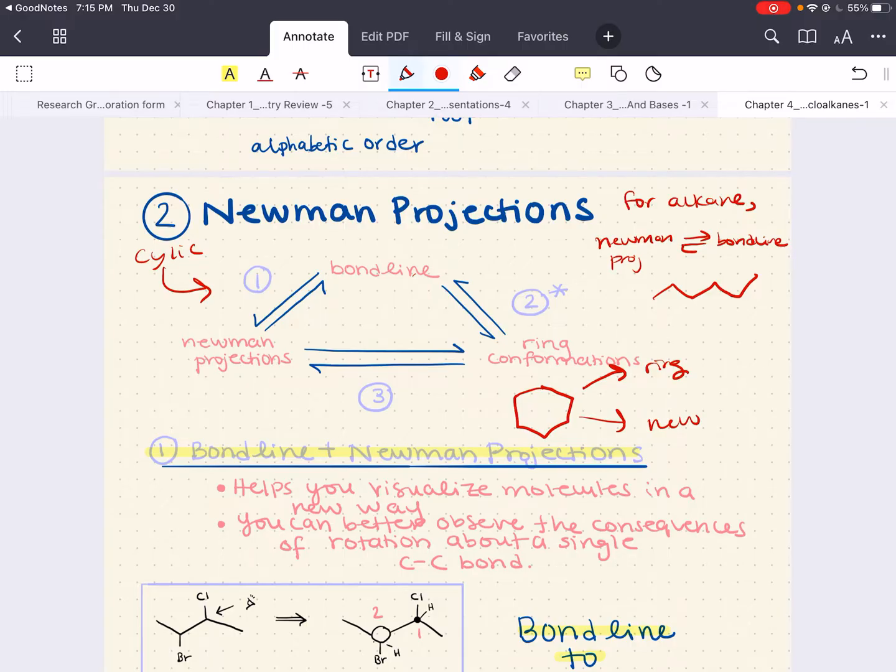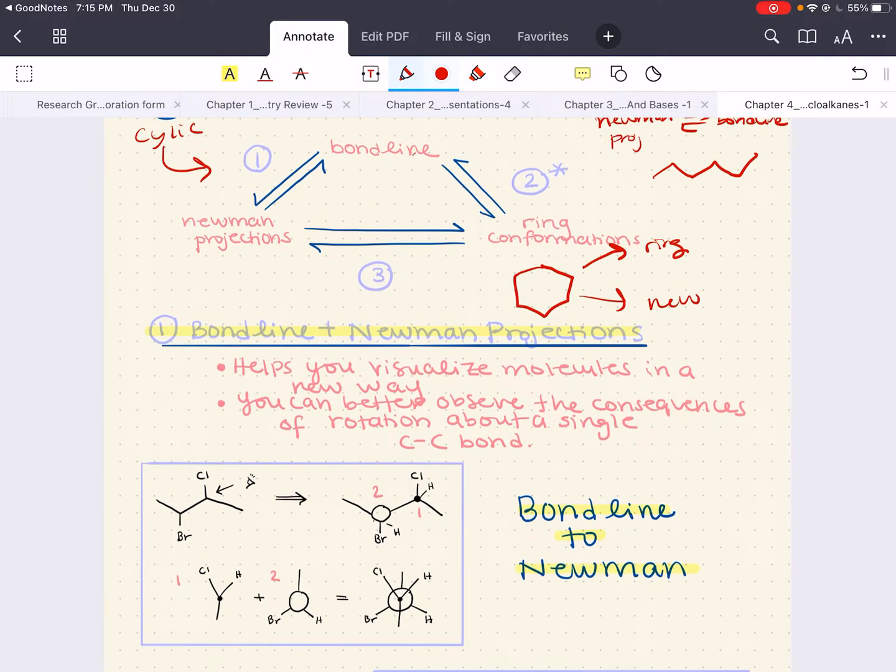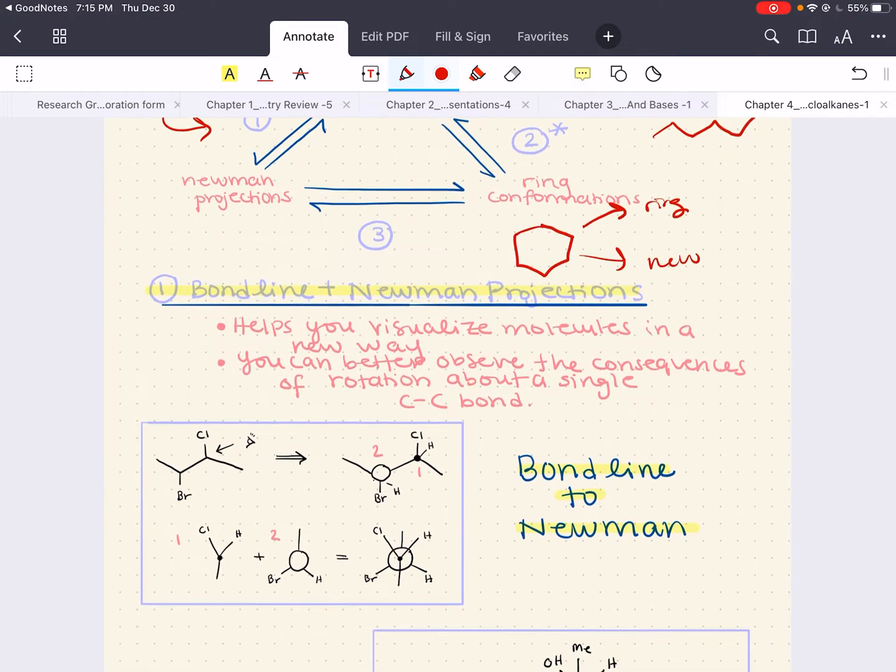All right, so let's get into this. Bond line and Newman projections, all right? Bond line and Newman projections. We're going to start here, all right? Newman projections, remember, they help you visualize molecules in a new way, and you're going to be able to better observe the consequences of rotation about a carbon-carbon single bond.